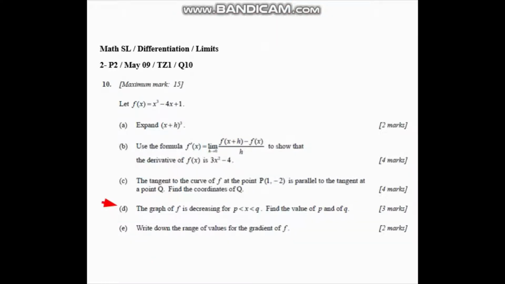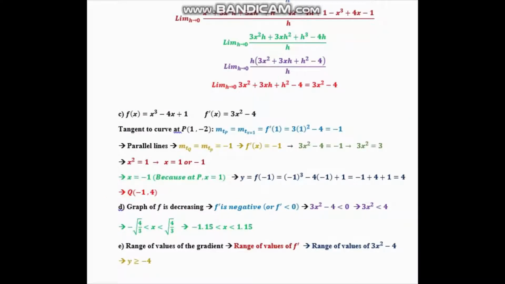So D says that the graph of f is decreasing for p less than x less than q, and I'm required to find p and q. Let's take a look. Since f is decreasing, hence f dash is negative, which means that f dash is less than 0. So I just set this function as less than 0, and I attempt to find the x values. So the x values are negative 1.15 or negative root 4 over 3 and positive root 4 over 3. Since this is a less than sign, so I set them out in this inequality, as you can see right there.